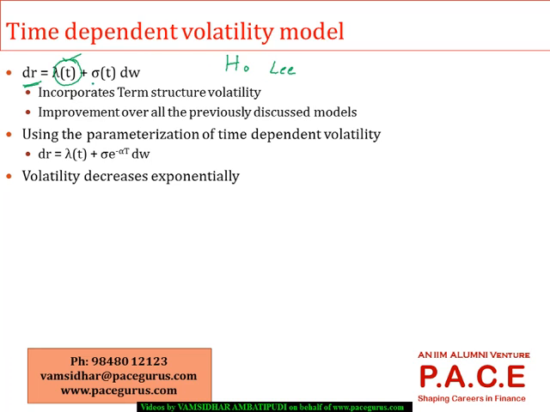But the key difference being, in our Ho-Lee model, we were just putting sigma dW, meaning sigma was assumed to be constant for the entire period. But here in the time dependent volatility model, even the volatility is time dependent. The volatility also, I would be modeling as part of the term structure. That is how this becomes slightly more flexible compared to the Ho-Lee model.